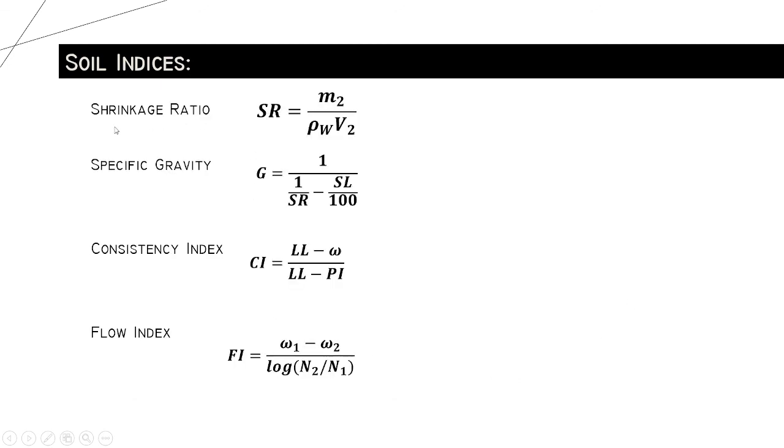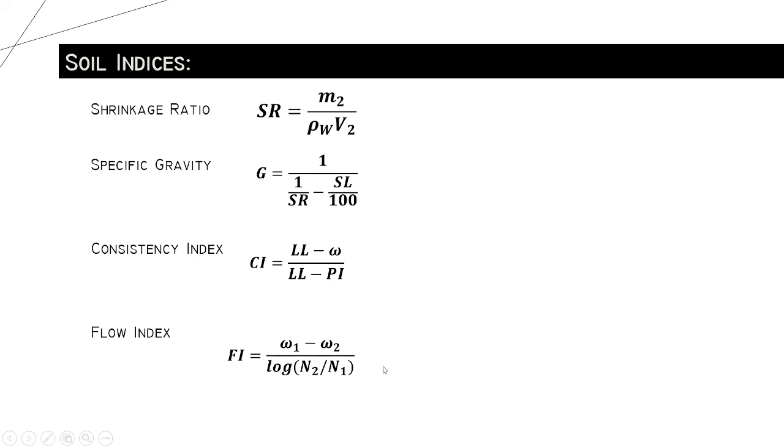And then as well as for the shrinkage ratio, this is the oven dried mass all over the final volume times the water content. Then for the specific gravity, SR is the shrinkage ratio, you can get from this one, and SL is our shrinkage limit. Next is the consistency index, the liquid limit minus the moisture content all over the liquid limit minus the plasticity index. And lastly is the flow index, the moisture contents all over the logarithm of the number of blows.